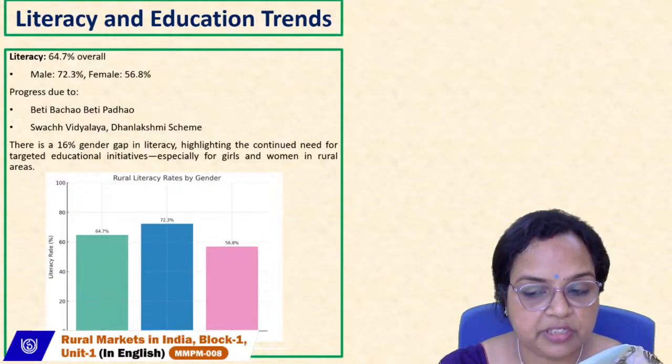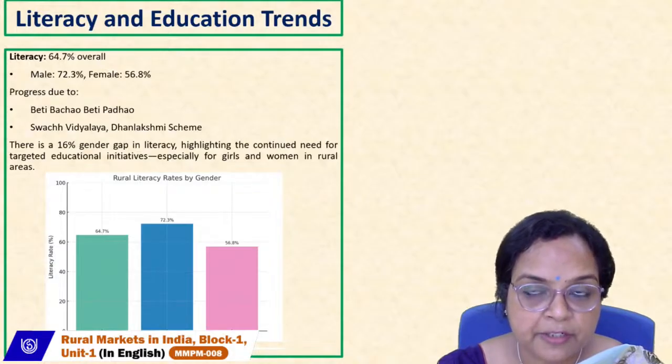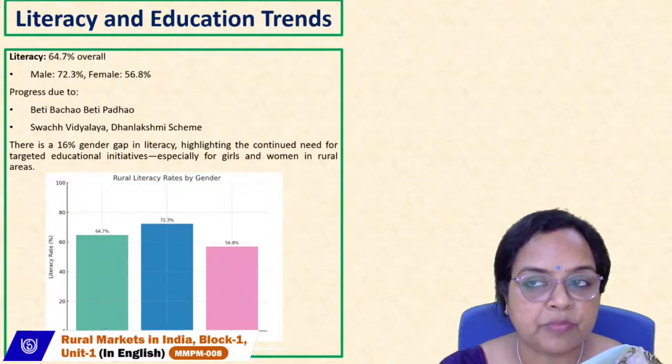This is their literacy rate. How does it help a marketer? Because the marketer will introduce the product as per their understanding. Understanding comes from their literacy rate.